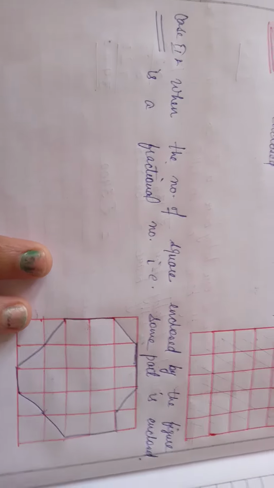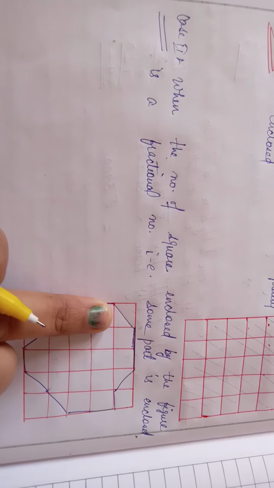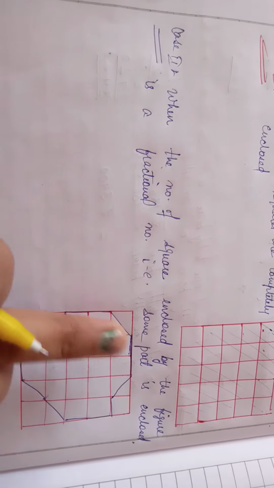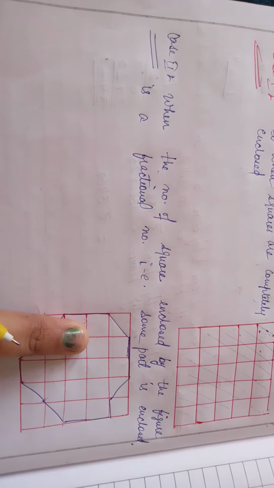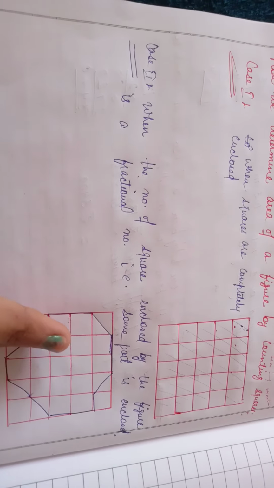In this, we are not taking all the squares completely. Some squares are taken completely, but in some squares we are taking some part only, half part or some part, you may say, in that way. So in that case, there is a different way to find out the area.